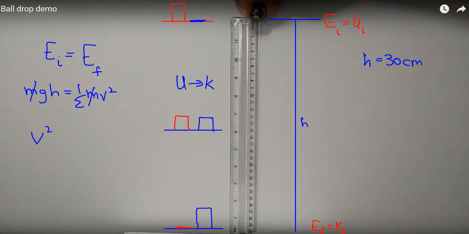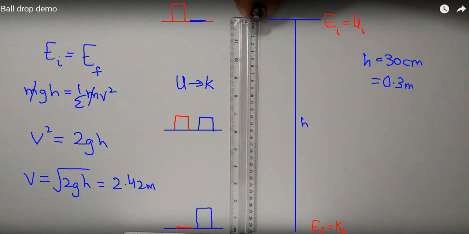So in a lot of these questions, mass is not given, and sometimes students get confused that there's no mass. The one answer to that is the mass always cancels out typically in these types of questions. So v squared is 2gh, and v is the square root of 2gh. h is 30 centimeters, which is 0.3 meters. If you plug in the numbers, you get an answer of 2.42 meters per second. So just before hitting the surface, the velocity of the ball is 2.42 meters per second.